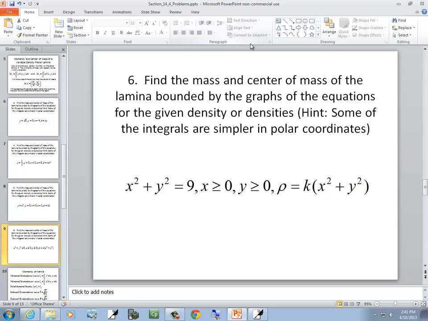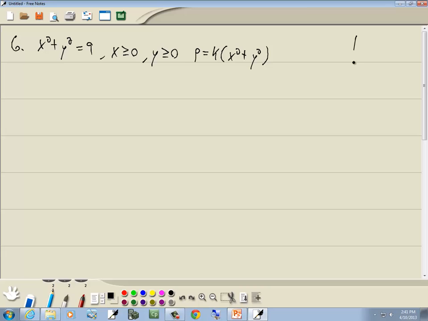So same instructions. Now x squared plus y squared is equal to 9 is a circle of radius 3, and that kind of tells you something right there. But specifically, this says we're only looking where x is greater than or equal to 0 and y is greater than or equal to 0, which means only this part of the circle. So that's going to be our region of integration right there. And I can go ahead and do the setup directly on this.